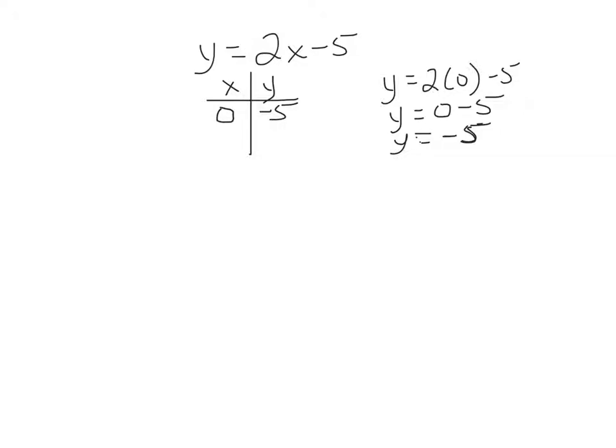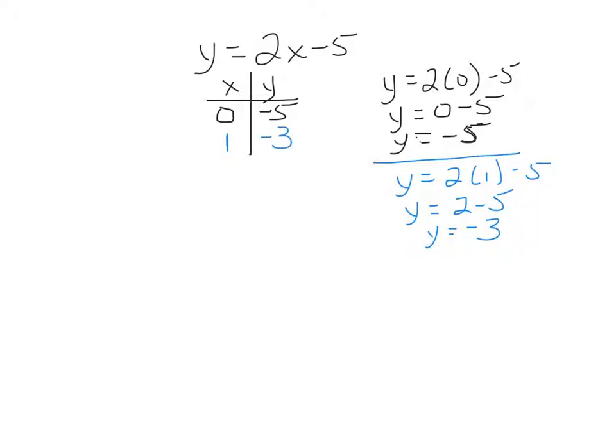If I want to come up with another answer, let's let x equal 1. So I'm going to put 1 in. So y is equal to 2 times 1 subtract 5. If I want to solve this and find out what y is, 2 times 1 is 2. I have 2 subtract 5. So this time y is equal to negative 3. So this ordered pair would be the ordered pair 1, negative 3.